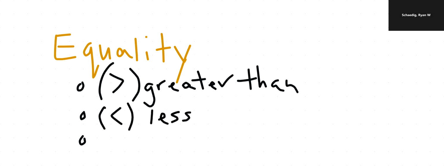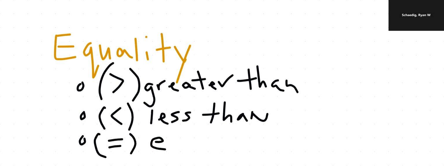We have greater than. That's this one right here, the greater than symbol. We have less than, and that is actually how they're written. If you remember when we talked about this before, it's how we read things left to right. We'll get into that a little bit. I guess I shouldn't start talking about that now. And then we have equal to.